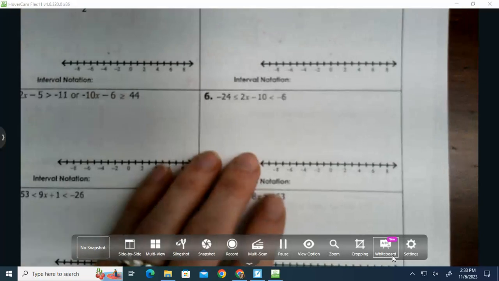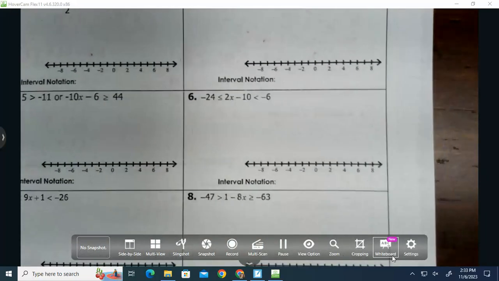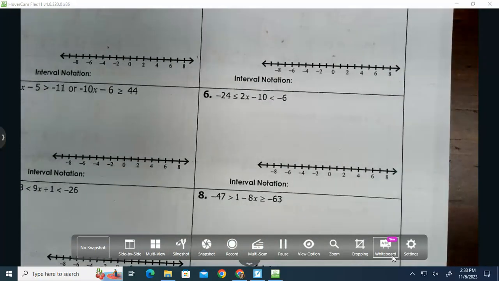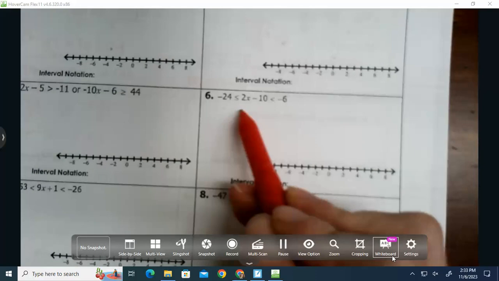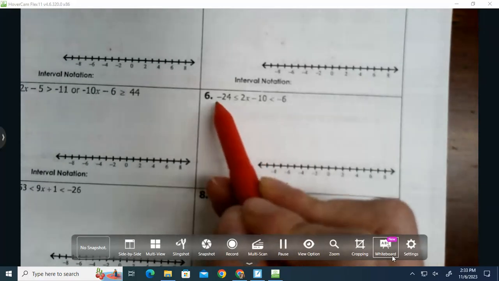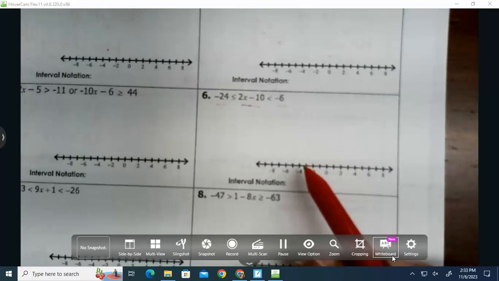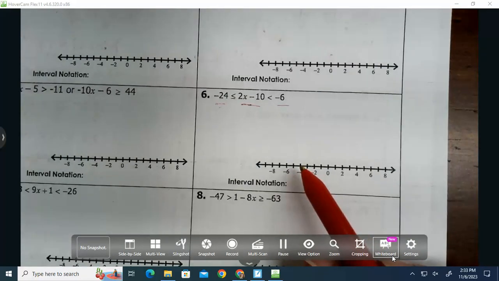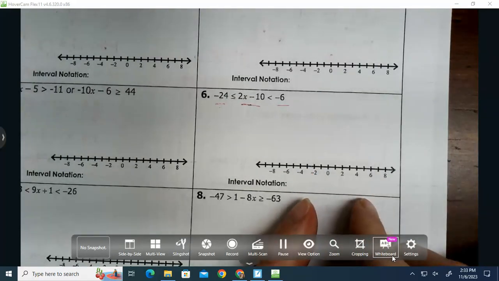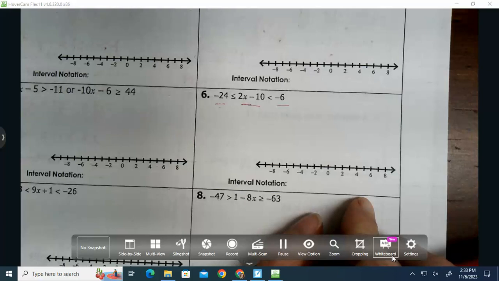Let's do number 6 together. So this is one big one. We have two inequalities, so essentially we have 3 sides. Whatever we do, we do it 3 times. So it's an and. When we graph it, we're just going to get in between two numbers. So what do we do first?